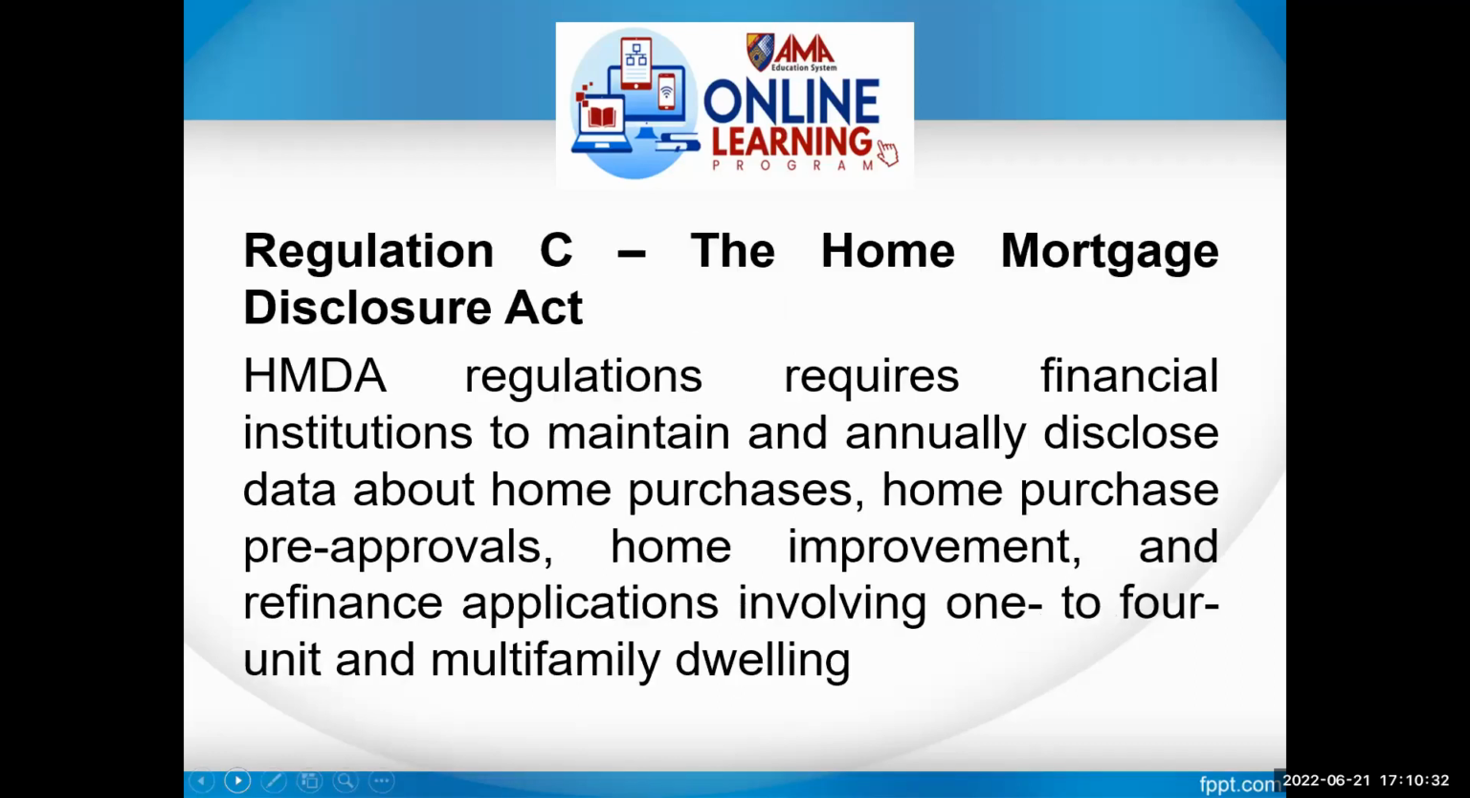Regulation C is the Home Mortgage Disclosure Act, or HMDA. It requires financial institutions to maintain and annually disclose data about home purchases, pre-approvals, improvements, and refinancing applications involving 1 to 4 unit and multifamily dwellings. So it provides the general public with information on loans, which can be used to help determine whether the financial institutions are really serving the housing needs of the community.